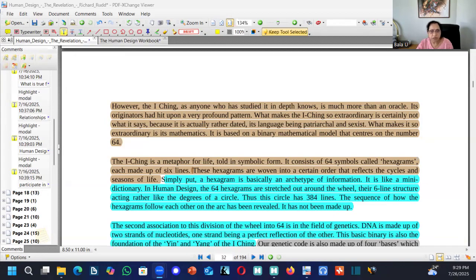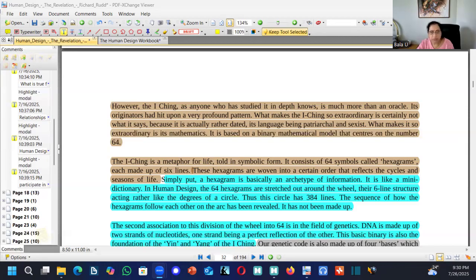The I Ching is a metaphor for life, told in a symbolic form. It consists of 64 symbols called hexagrams, each made up of 6 lines. These hexagrams are woven into a certain order that reflects the cycles and also the seasons of life. Simply put, a hexagram is basically an archetype of information. It is like a mini dictionary.